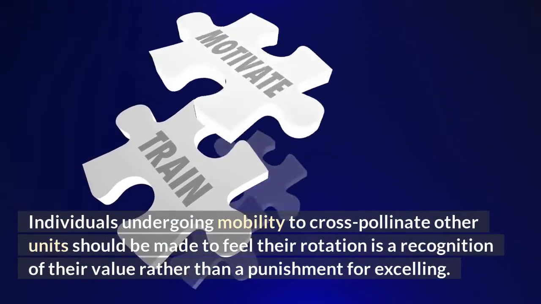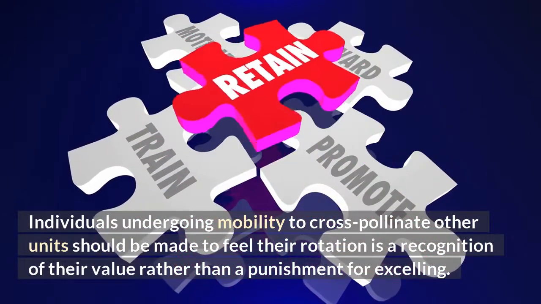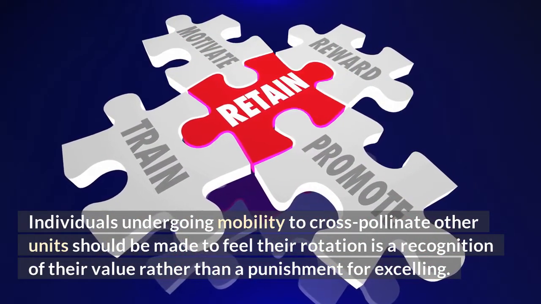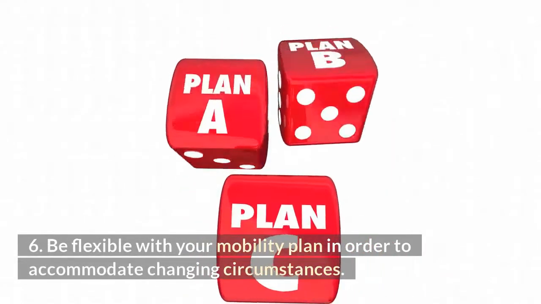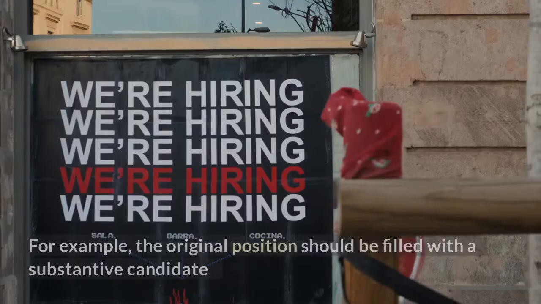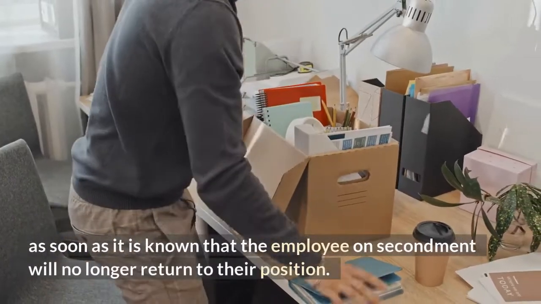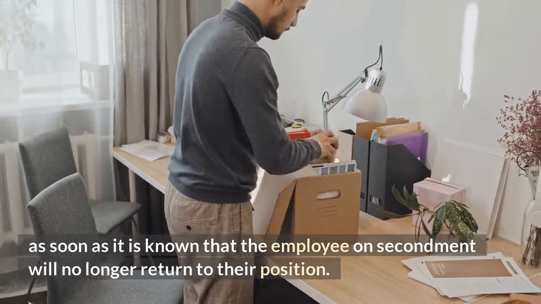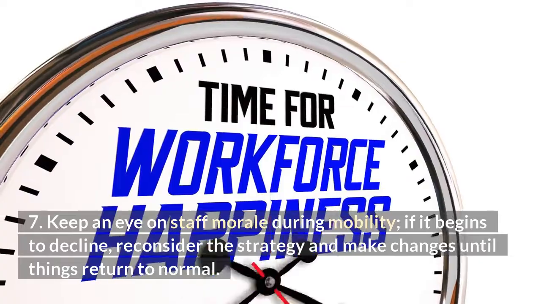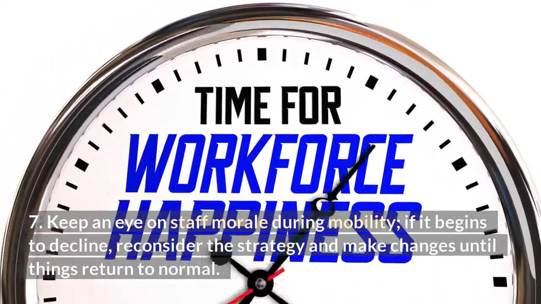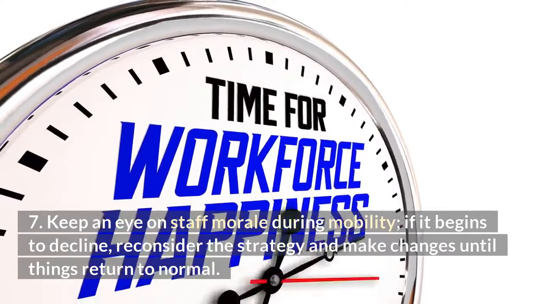Individuals undergoing mobility to cross-pollinate other units should be made to feel their rotation is a recognition of their value rather than a punishment for excelling. 6. Be flexible with your mobility plan in order to accommodate changing circumstances. For example, the original position should be filled with a substantive candidate as soon as it is known that the employee on secondment will no longer return to their position. 7. Keep an eye on staff morale during mobility. If it begins to decline, reconsider the strategy and make changes until things return to normal.